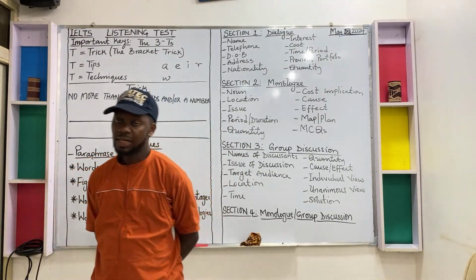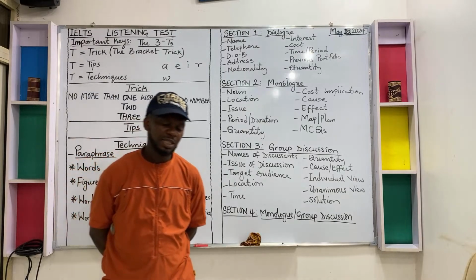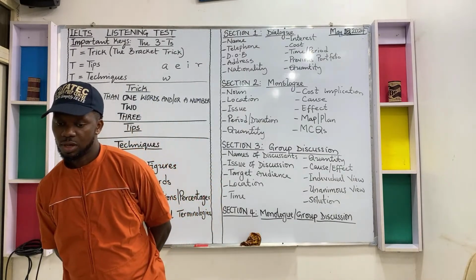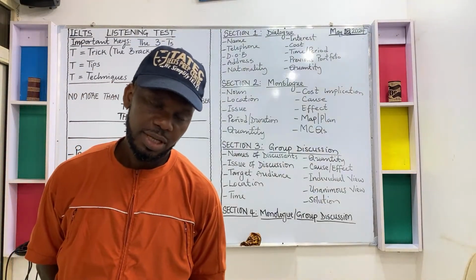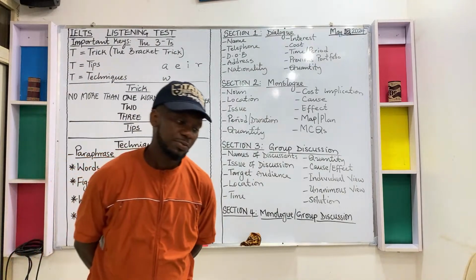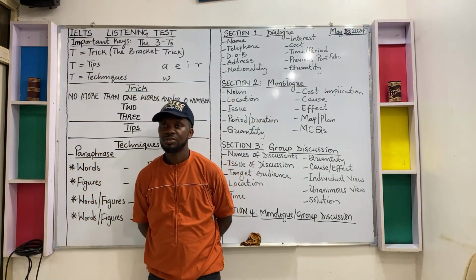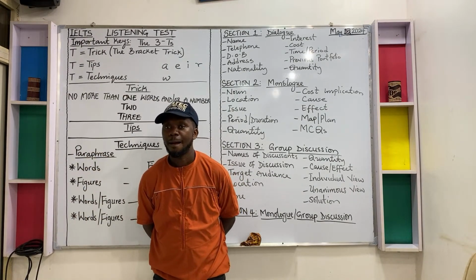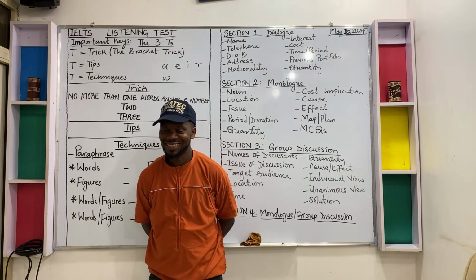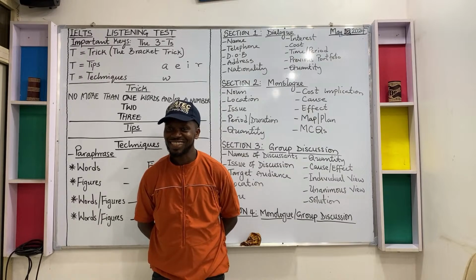A person from Chad, Chadian. A person from Cameroon, Cameroonian. A person from Ivory Coast, Ivorian. A person from Cote d'Ivoire. Tell me that one. It's still Ivorian. Ivorian, okay. Cote d'Ivoire is the French version. Ivory Coast is the English version.